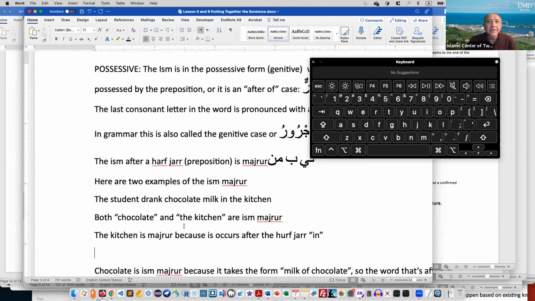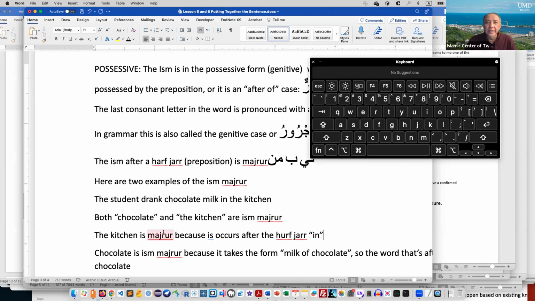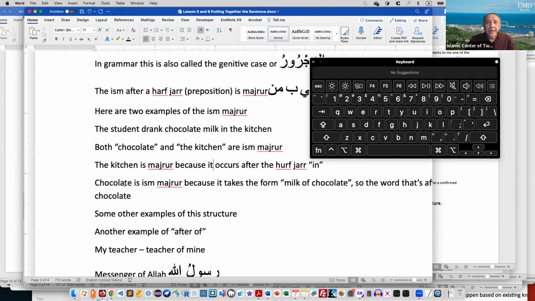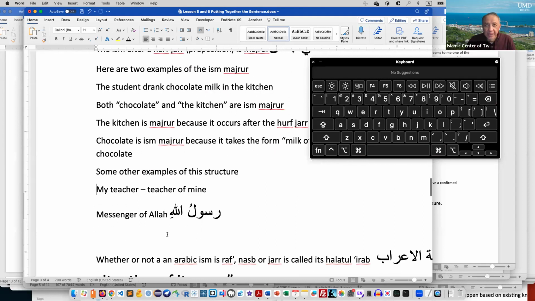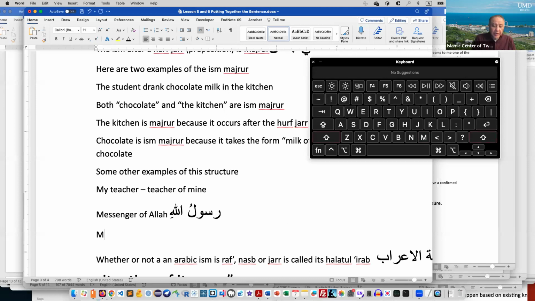Okay, so this one first. Kitchen is majrur because it occurs after the harf "in," in the kitchen. And chocolate is majrur because it takes the form of milk of chocolate. Okay, so here are some other examples. Teacher of mine. Messenger of Allah. Okay, here's another one. Imam of a masjid.